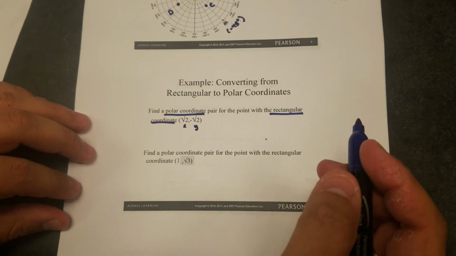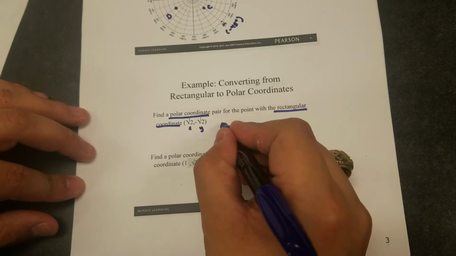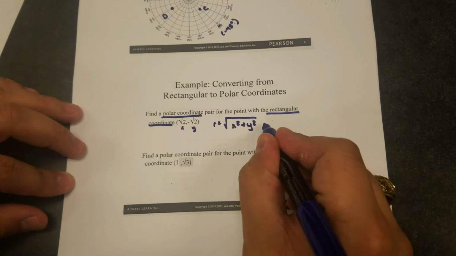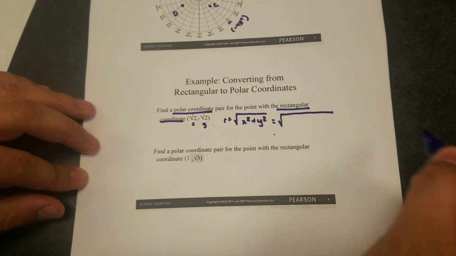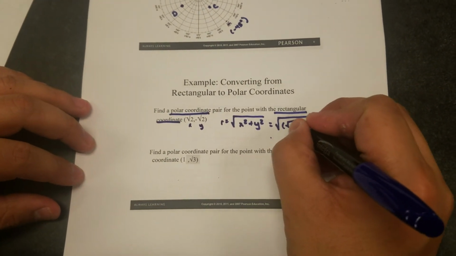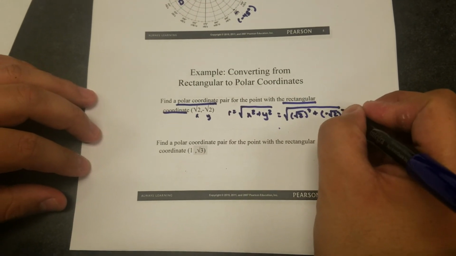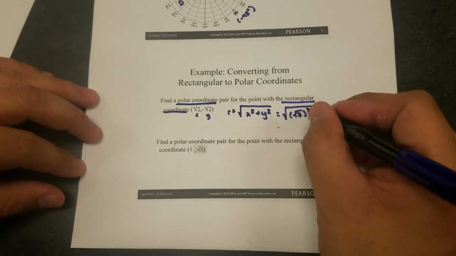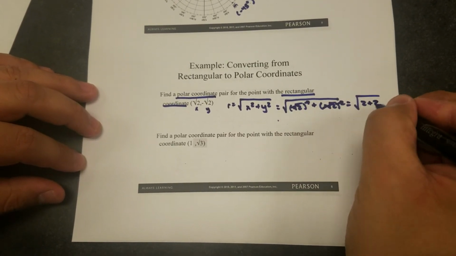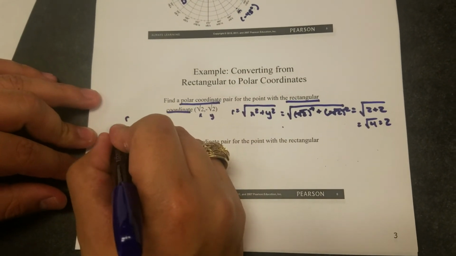Okay. So I know that my conversion for r is this right here: the square root of x squared plus y squared. So here, this is going to be the square root of square root of 2 squared plus negative square root of 2 squared, which really doesn't matter because the signs will cancel. So this is 2 plus 2, square root of 4, which is 2. So my r is 2.